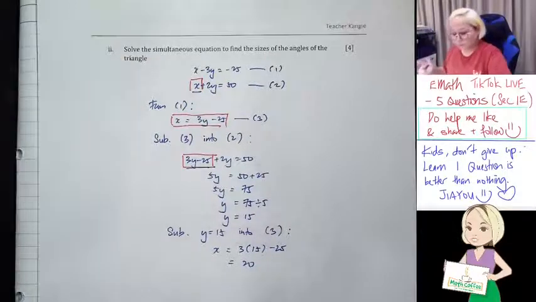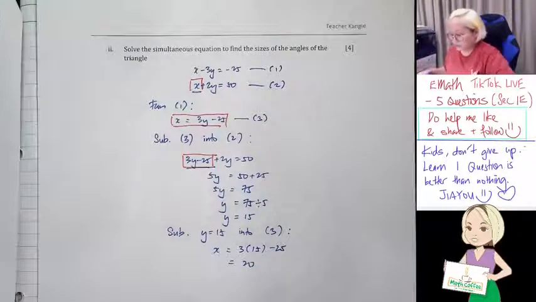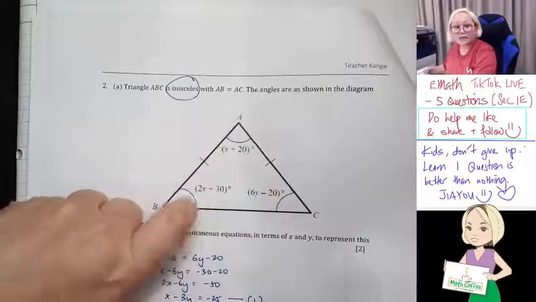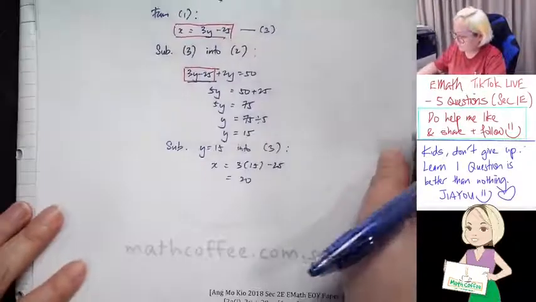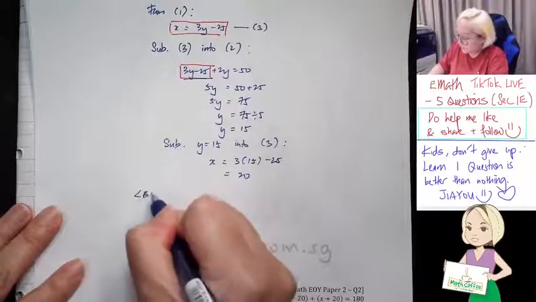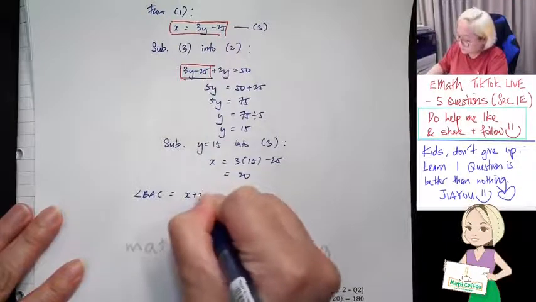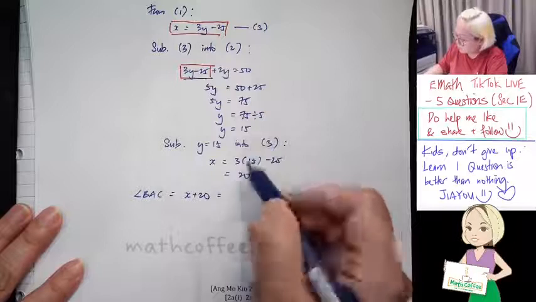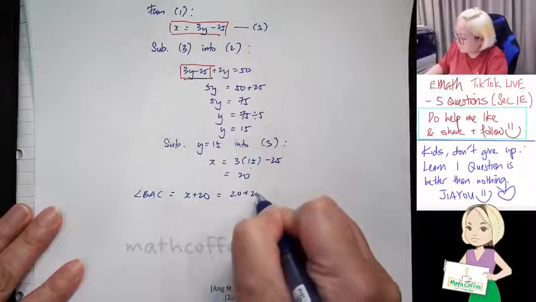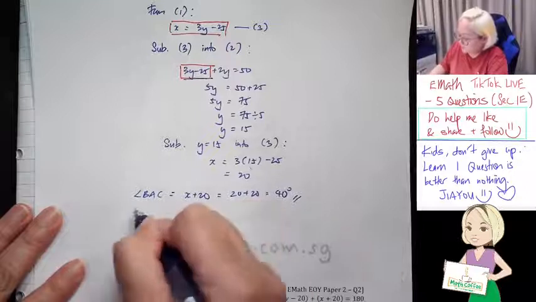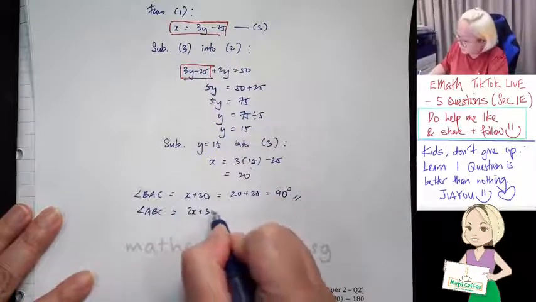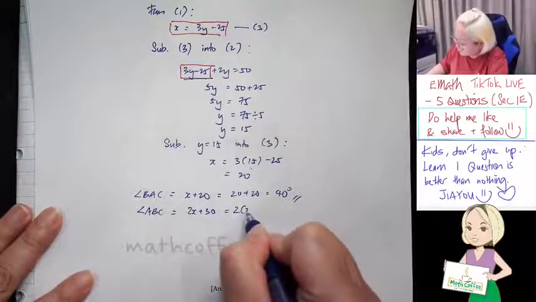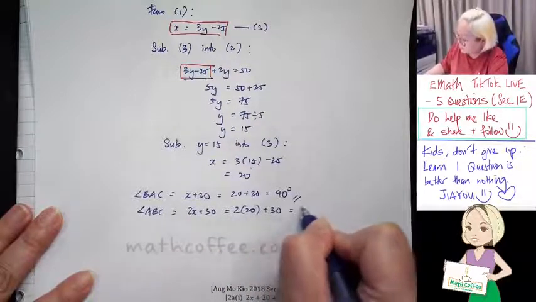So we need to look at the diagram. You see the diagram here. This is the triangle, correct? Triangle. So I'm going to say angle BAC is equal to x plus 20. So I use my x, which is 20 here. 20 plus 20, so it's 40 degrees. Angle ABC equals 2x plus 30. So 2x plus 30, that will give me 70 degrees.